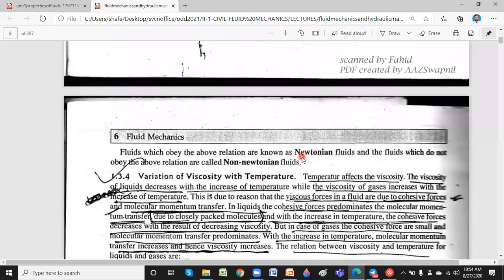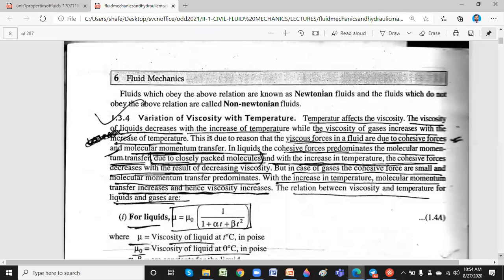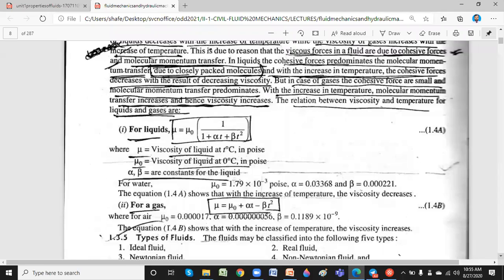Now, I have already given the discussion clearly on how viscosity varies with temperature. In the case of liquids, whenever the temperature increases, there is a decrease in viscosity. Whereas if you take gases, it will be the reverse. Whenever the temperature increases, the viscosity increases. Okay, so that's the relation between viscosity and temperature. Hope you understood. And don't worry about these things here.